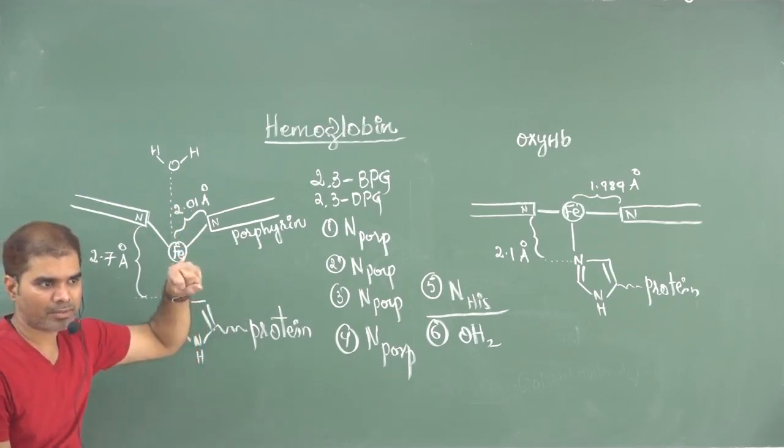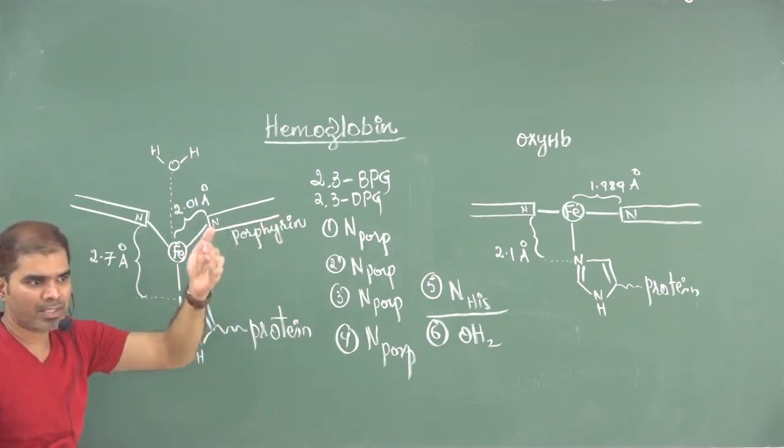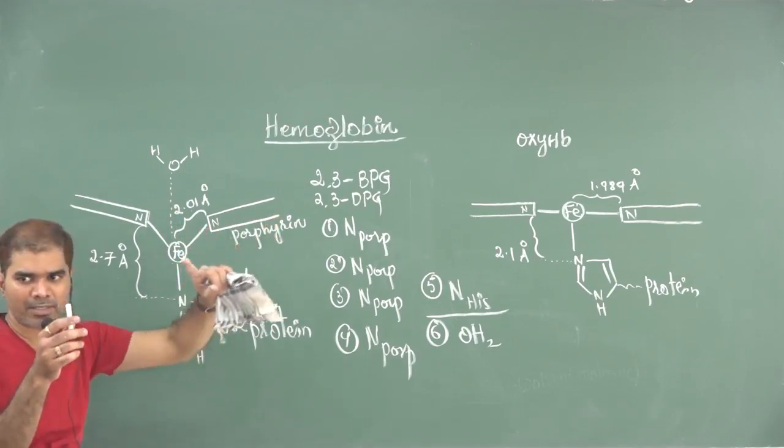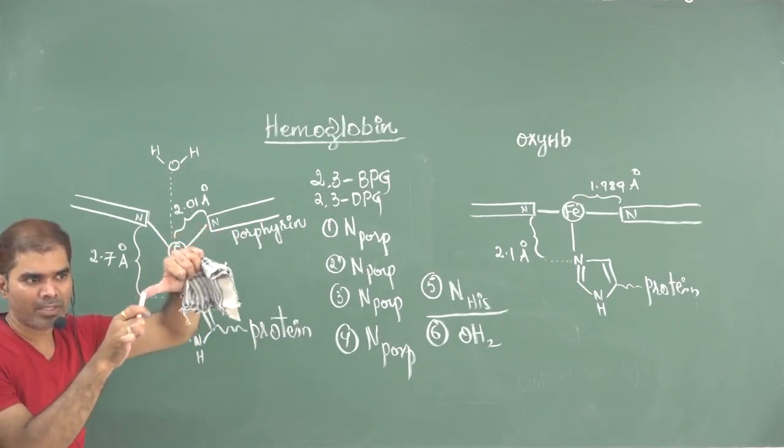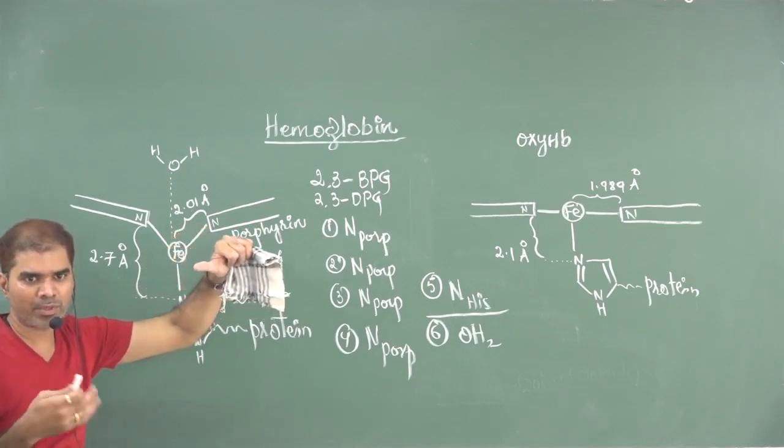Did you get the point? Suppose dioxygen is coming, right? Iron is present. Slowly dioxygen is coming. This iron must bind to dioxygen. There should be some driving force. What is that driving force?